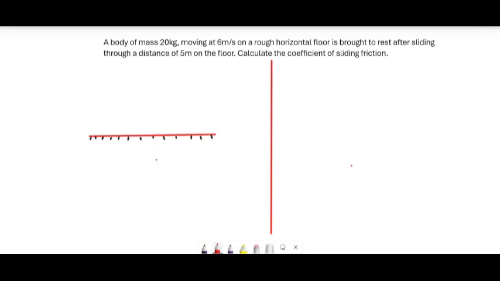So what do I have here? I have a mass of 20 kg sliding on the rough body. So I have a force pulling it at this angle, right? And it's brought to rest. If it's brought to rest, then don't forget it's moving at 6 meters per second. So I have my initial velocity equal to 6 meters per second. My final velocity is at rest, it is equal to 0, right? Then a distance is covered between this and this. And the distance is said to be S equals 5 meters, right?